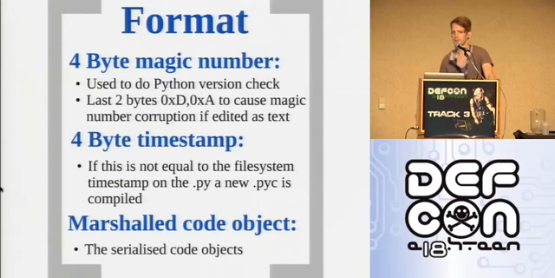So the Python PYC format, there's a 4-byte magic number. This is for the version of Python. Like I say, so the runtime can do a check of what version the Python was compiled with and bail out if it's not the version that it is. There's a 4-byte timestamp. We'll show why this is important later. Basically, it's to decide whether a new PYC should be generated from a PY. And there's a marshaled code object, which is the actual serialized code object where the Python code resides.